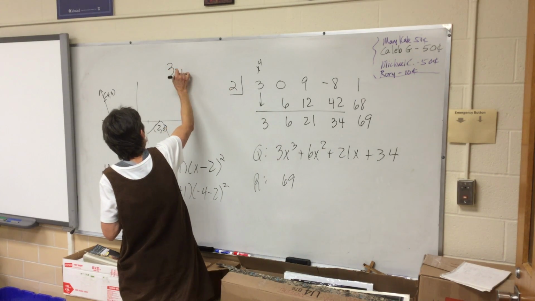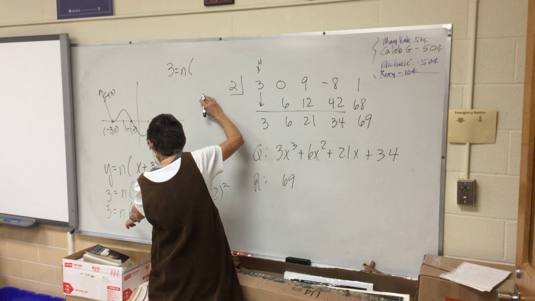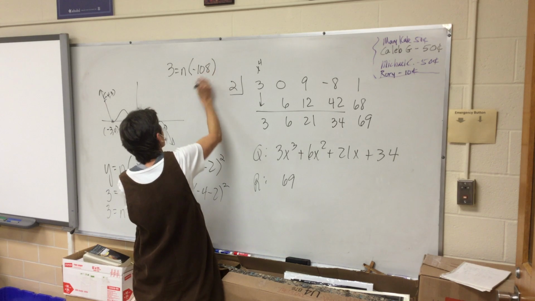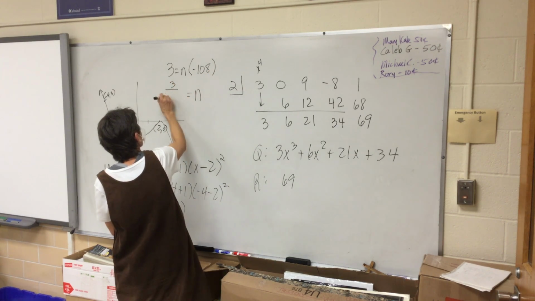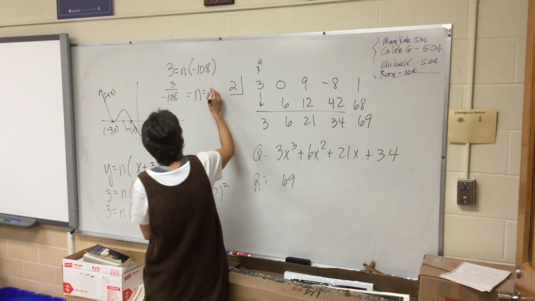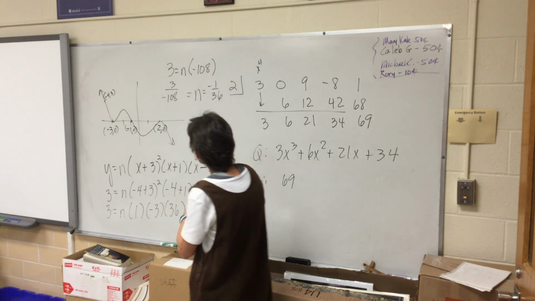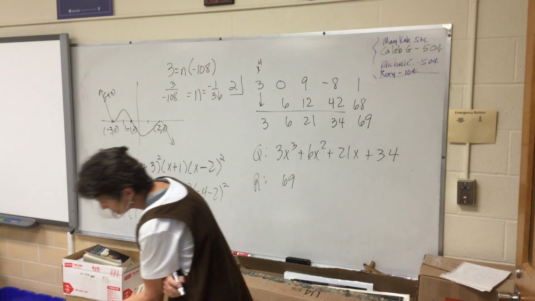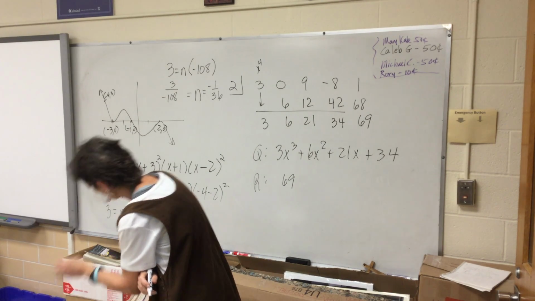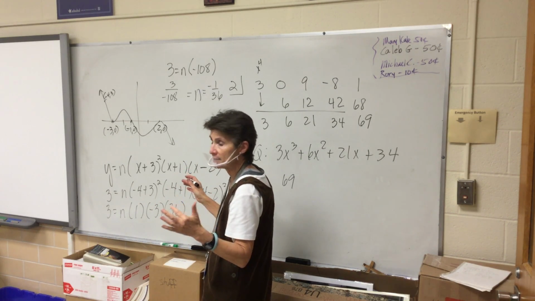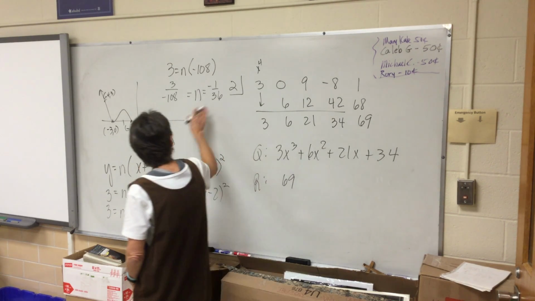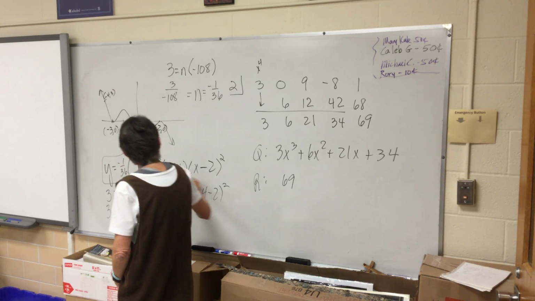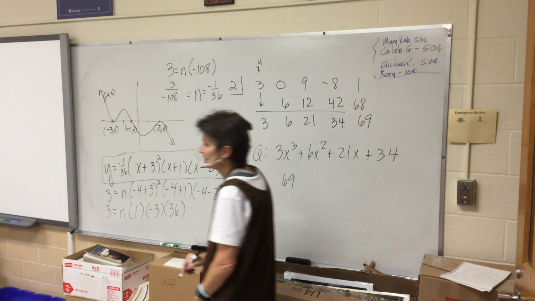So 3 equals n times, what is that, -108? -1/36 if I reduce my fraction. Now, am I supposed to multiply this out? No, so that's good news. That means I'm done, basically. Just make sure that you bring that down, and in the answer blank, you stick in your n value, and that is your equation.